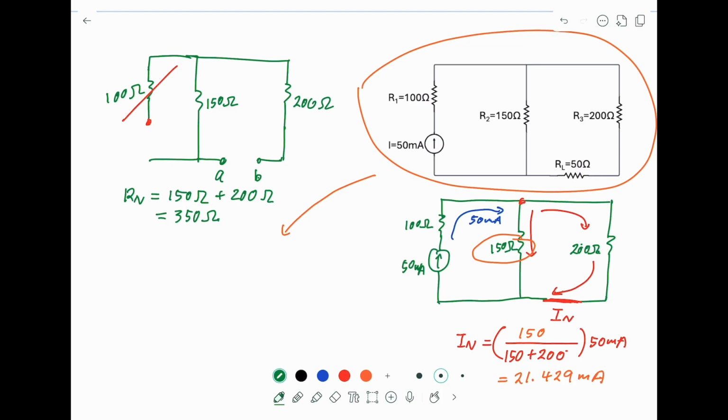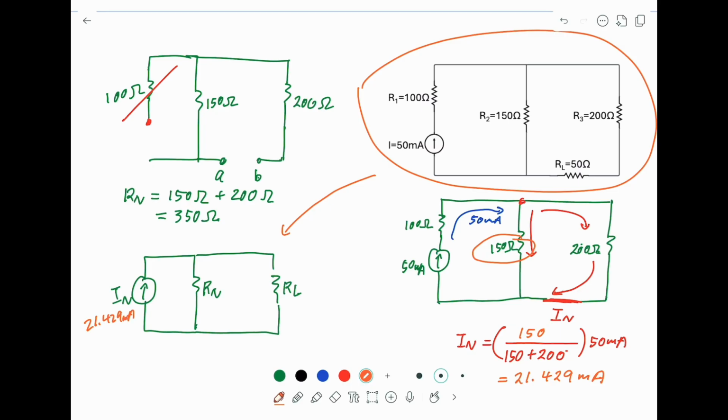So our original circuit here is replaced by the Norton equivalent current source and the Norton equivalent resistor connected in parallel. This is IN and this is RN. And now we can connect our RL in parallel. IN is equal to 21.429 milliamp. Rn is equal to 350 ohm. And RL is equal to 50 ohms.